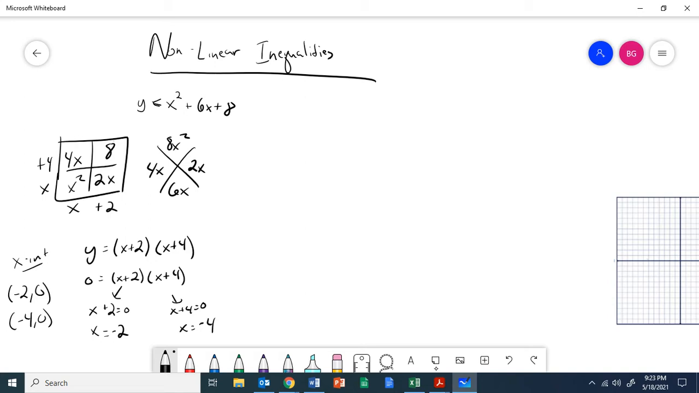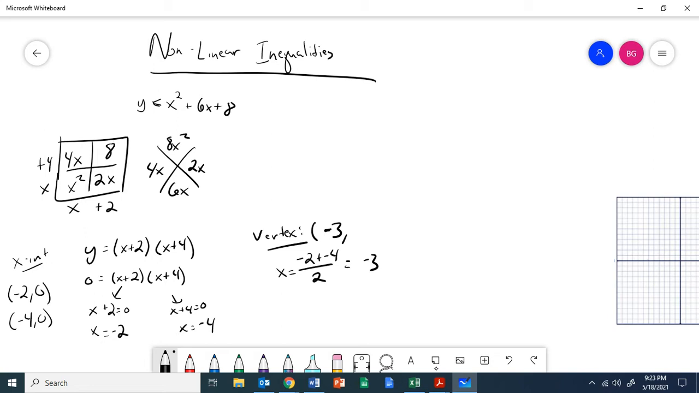Now we need to find the vertex. To find the vertex, remember, you need to average your x-intercepts to get the x value. So I'm going to take my x-intercepts and average them, which means add them together, negative 2 plus negative 4, and divide by 2. Negative 4 plus negative 2 is negative 6, divided by 2 is negative 3. So that is the x value of my vertex.